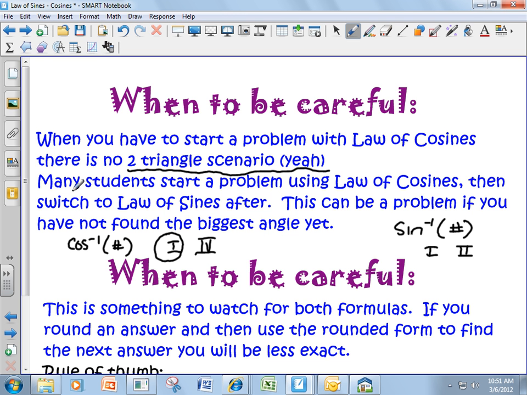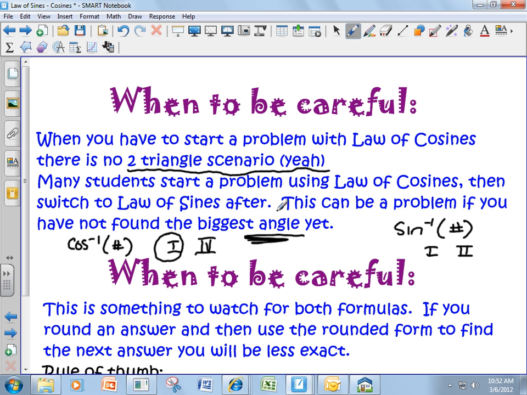Something that definitely can be a problem is, and we'll see some examples of this as we go through a problem together, when you start using law of cosines. After you've found a missing piece, many students choose to switch over to law of sines afterwards. There are some pitfalls to this. Again, I said I would try and show you those. Some students still tend to not believe me and they just switch to law of sines and don't think about anything. But it really becomes a problem if you haven't found the biggest angle yet. And I'll hopefully be able to explain that to you as we go through.